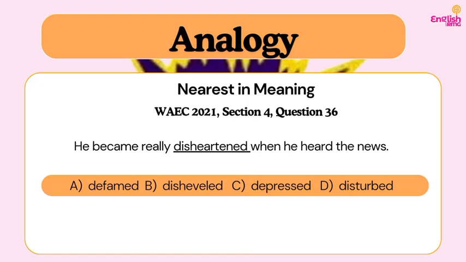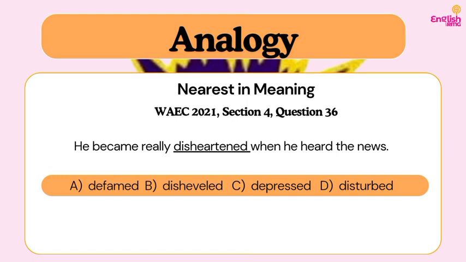So, A, defamed. Defame means to tarnish someone's image. Do you understand? Disabled means to be unkempt. Depressed, it's something that will happen to someone when you learn about bad news. The same thing for disturbed. You could feel disturbed when you hear about a particular news that is not too good. However, which one is best? Which one suits best?